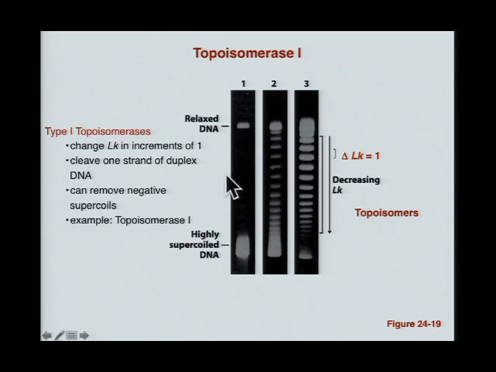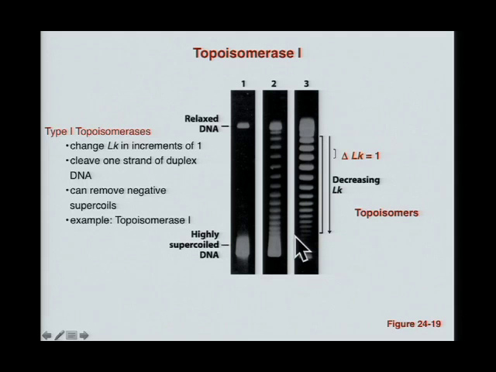Okay. But now what we're going to do is add a topoisomerase 1 to this test tube that has this mixture, and we're going to see that you form a ladder. So each rung or step in the ladder is a change in linking number of 1. Okay, so as you're decreasing the linking number here, it's able to pass through the matrix of the gel differently.